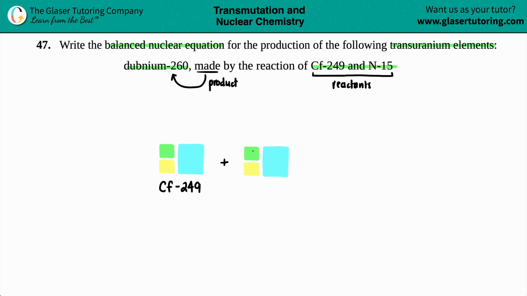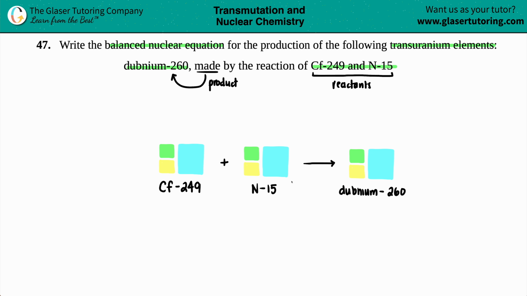But anyway, Cf-249 plus another notation. We got the nitrogen going on here, N-15. And we know that we're going to make dubnium-260, so I'm just going to add one more and see if this will be good enough as a balanced nuclear equation. But if not, we could add some atomic particles. But let's see how far we get.